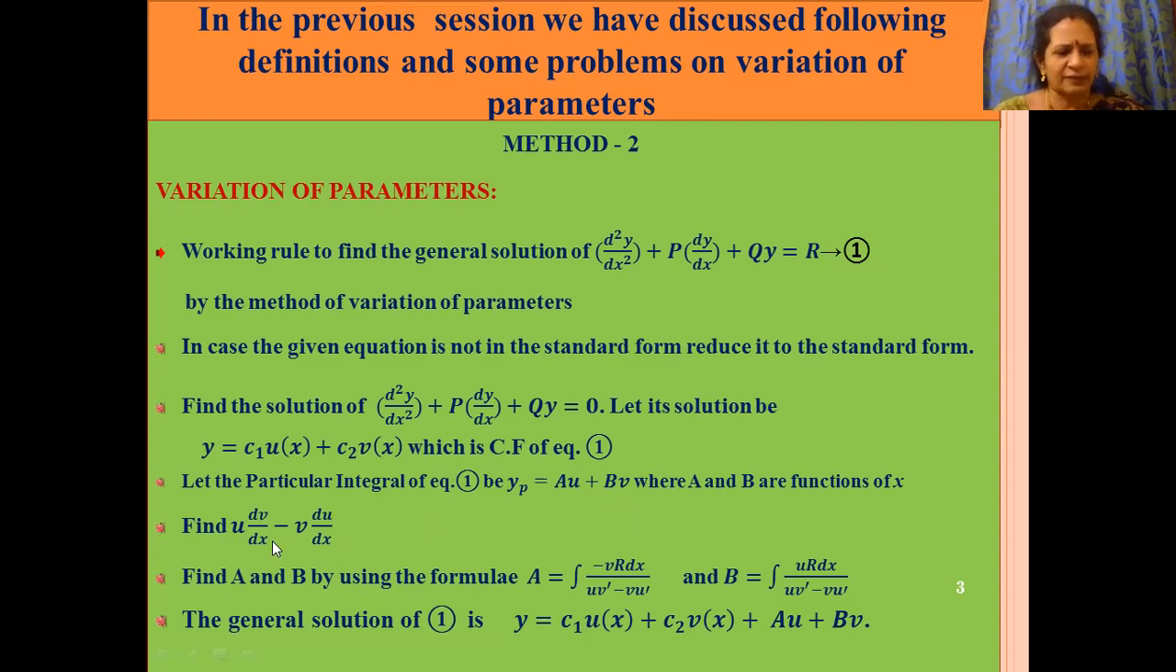are functions of x. After that, we have to find out uv dash minus vu dash. Why? Because we are going to use this value for finding the capital A and B values. Next step is to find the A and B values by using the formulae. A is equal to this formula, and B is equal to this formula. Now, after getting yc and yp, form the general solution of 1: y is equal to c1u(x) plus c2v(x) plus Au plus Bv, that is yc plus yp.